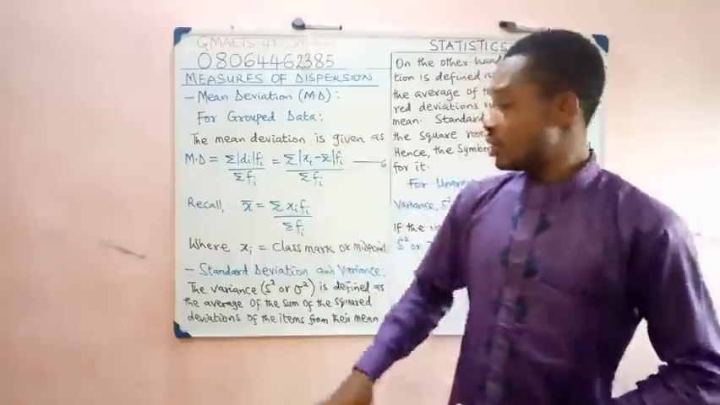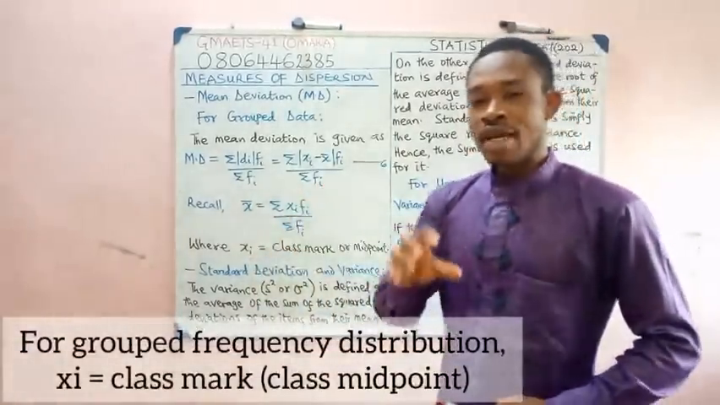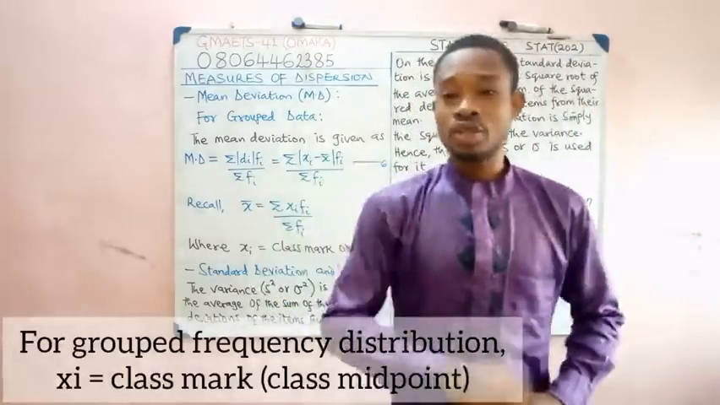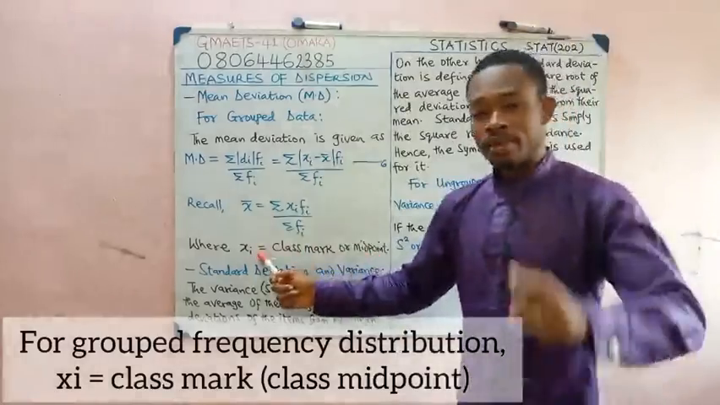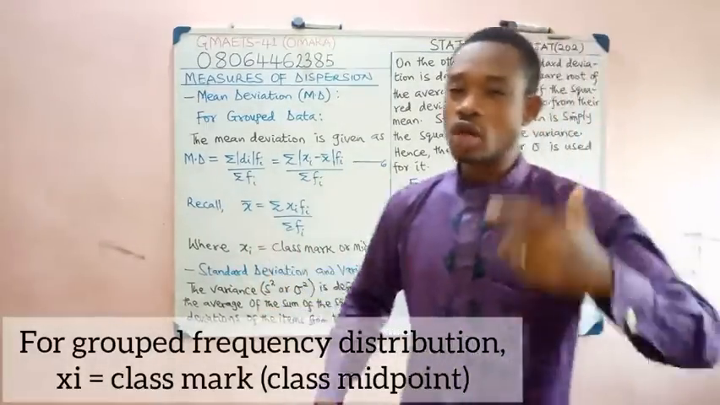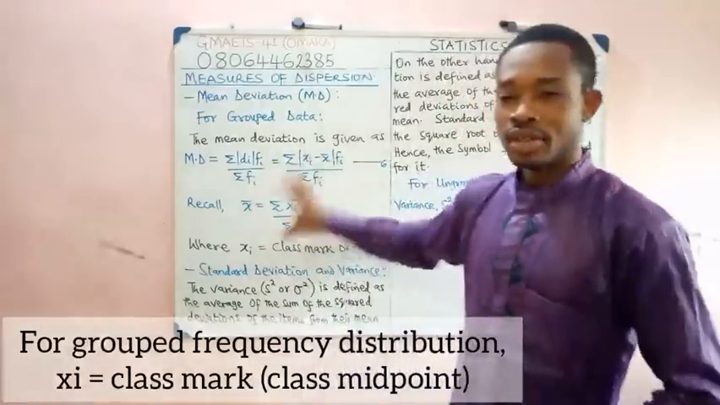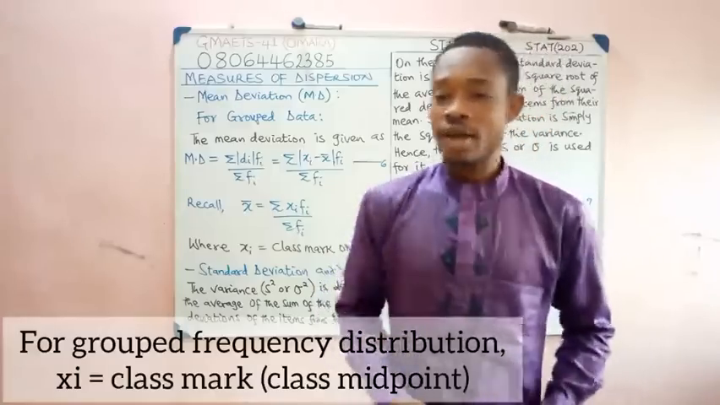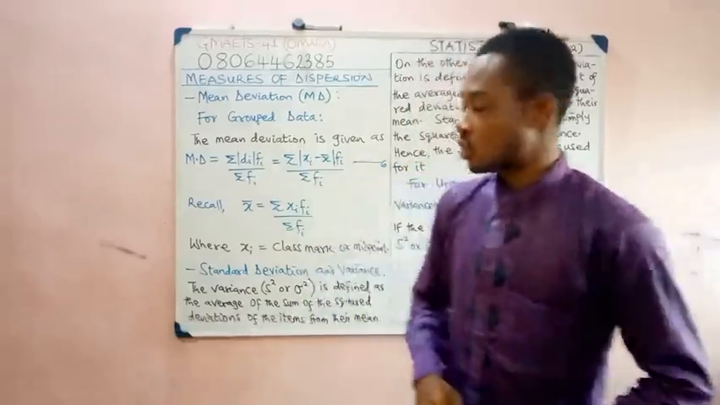The only difference now is the xi. The xi in the case of calculating mean deviation for grouped frequency distribution is the class mark. That is the class midpoint. Is that okay? But you would recall when we treated this for ungrouped data, xi simply represents the variate value. But in this case for grouped data, xi represents what? The class midpoint or the class mark. Please take note that for grouped frequency distribution, there must be frequencies.